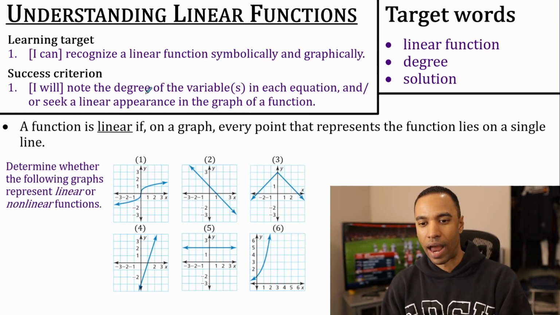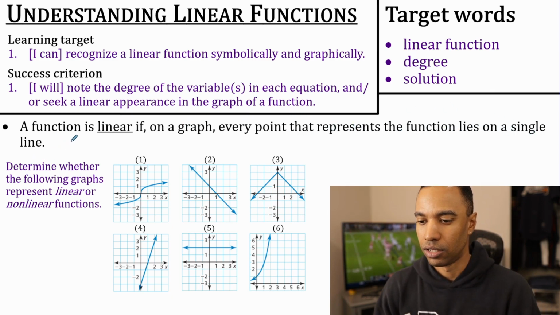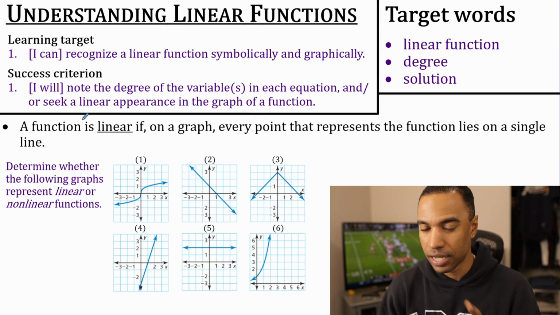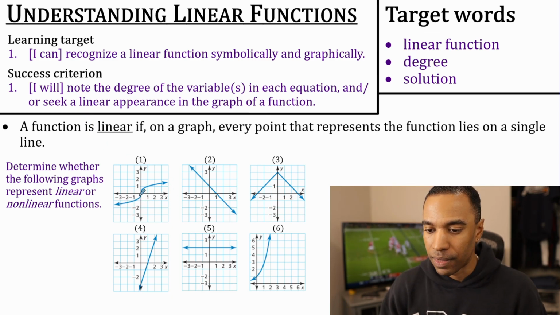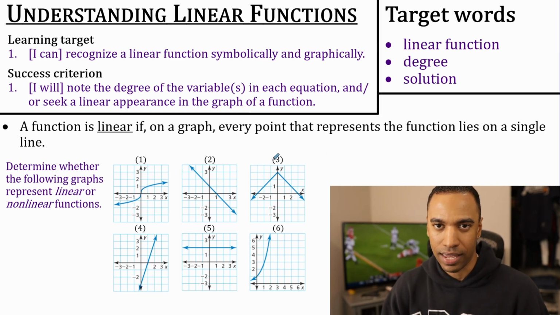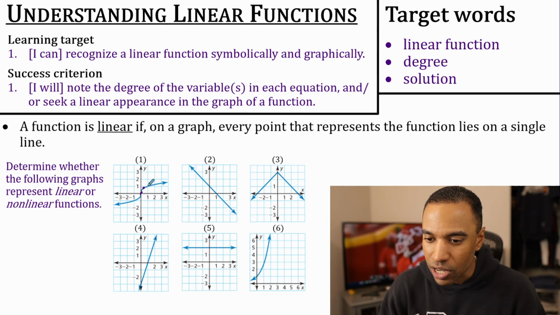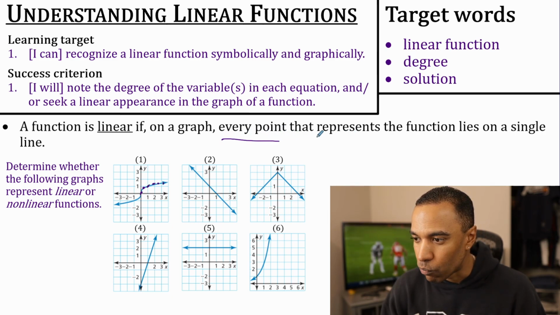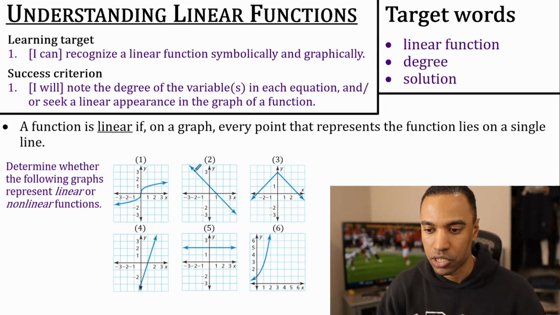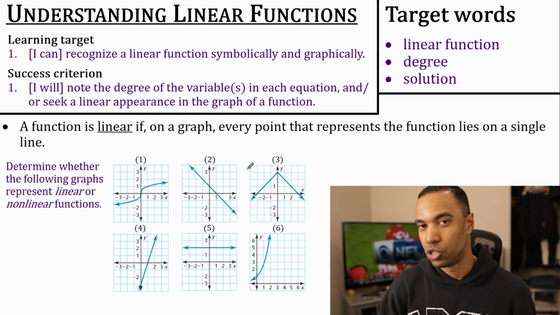All right, and finally, graphically, a function is linear if on a graph every point that represents the function lies on a single line. Before we do anything else with this, I want to make sure you understand, and I think I say it on the next slide, this curve or line. These graphs make these curves or lines, but they all represent these individual points. So when we say every point that represents the function, these are points on this thing. Don't just say, oh, it's a line, there aren't any points on it. No, every single thing here is a point. Keep that in mind.